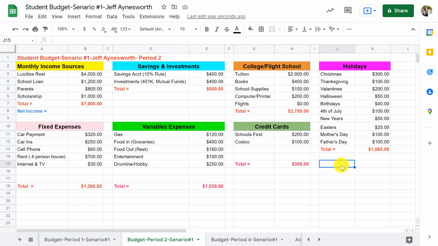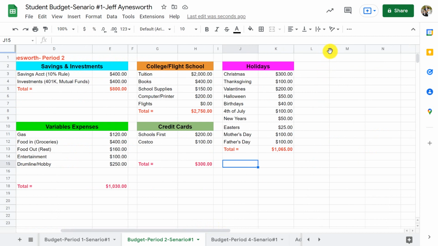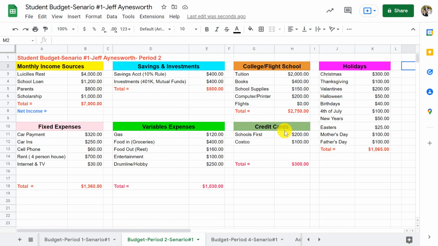Okay, so now, of course, you can add more categories. If there's a category in your budget that's not up here on the screen that you need to add, you just go to the right here, separate it with a little column width, and then put another category in. That's up to you. You're going to have to analyze your expenses and ask yourself, is this complete? If the answer is no, then you add another category.